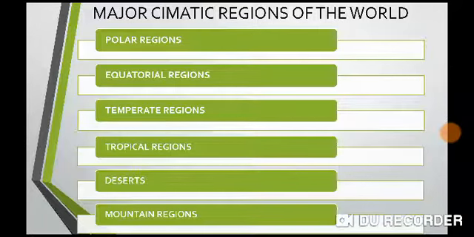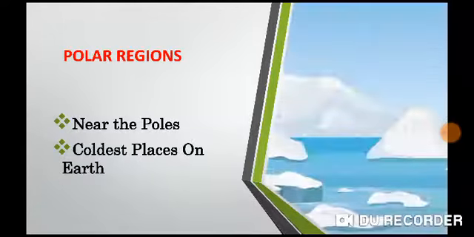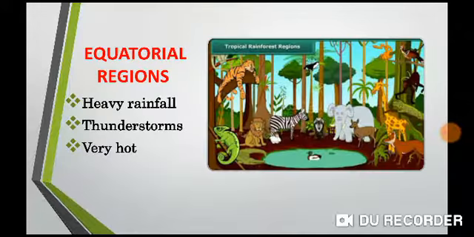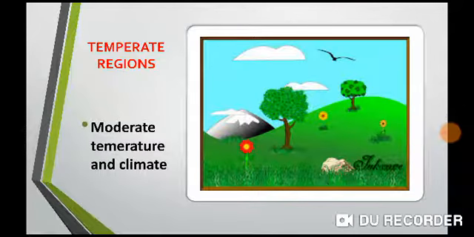Now major climatic regions of the world are polar regions, equatorial regions, temperate regions, tropical regions, deserts and mountain regions. Starting with polar regions. They are near the poles, as I told you, near the South Pole and the North Pole. They are the coldest places on Earth. Equatorial regions, they receive very heavy rainfall, thunderstorms, they are very hot. Temperate regions, they have very mild temperature, moderate temperature and climate.